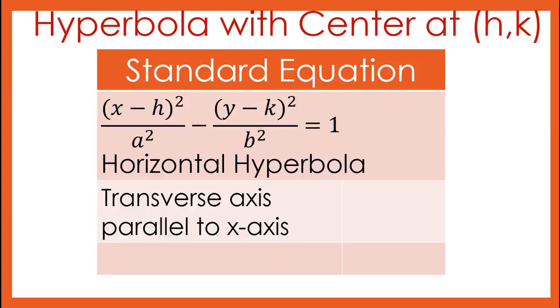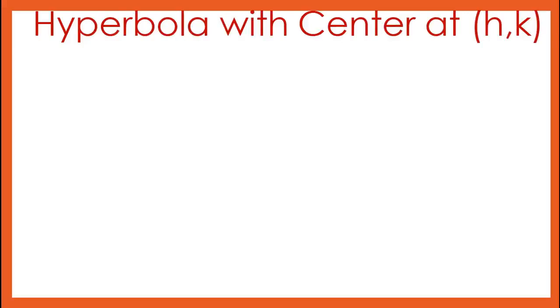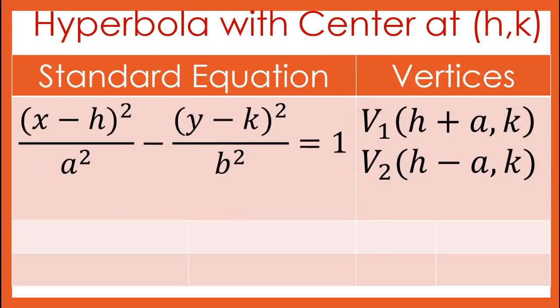We have the square of (x minus h) over a squared minus the square of (y minus k) all over b squared equals 1. This hyperbola is horizontal, meaning the transverse axis is parallel to the x-axis, and the conjugate axis is parallel to the y-axis. And we have the parts of the hyperbola with center at (h, k), transverse axis parallel to the x-axis.